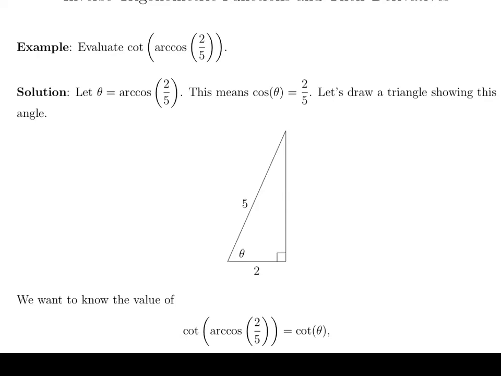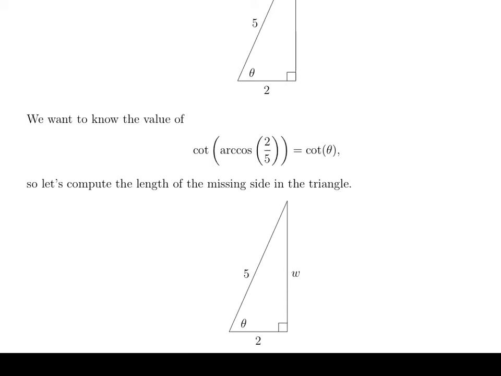We're interested in knowing the value of the cotangent of arc cosine of 2/5. And remember, we called arc cosine of 2/5 theta, so this thing is just cotangent of theta. So now we can ignore this arc cosine and we can just look at our picture and say, from this picture, we want to know what's cotangent of theta. And so that means there's a side here that we don't know about. We need to figure out what's the length of that side. So here's the picture again, but now we've got a variable in there for the missing side.